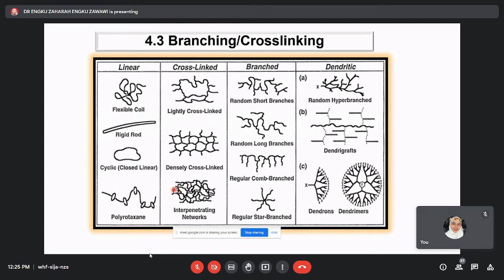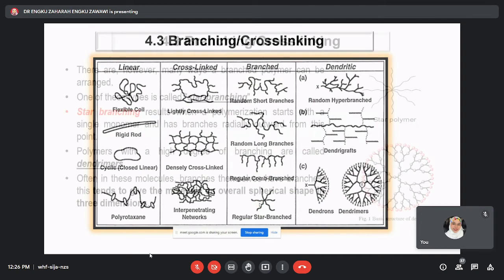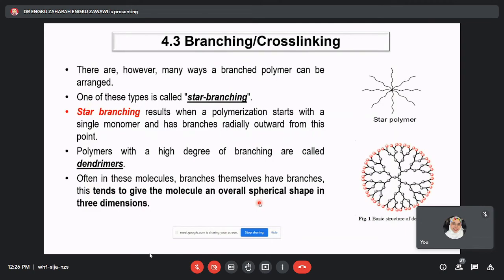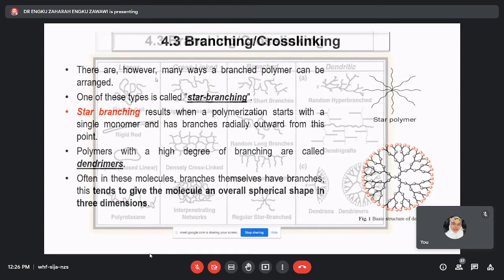Alright. So we had the branches earlier. We have random long branches, we have regular comb branches, shaped like a comb, and this is the star branch, star branches. Alright. So branching and cross-linking, we saw how there are however many ways a branched polymer can be arranged.